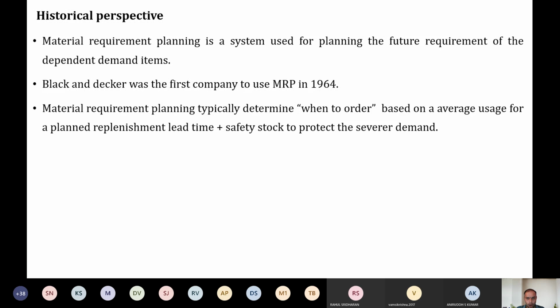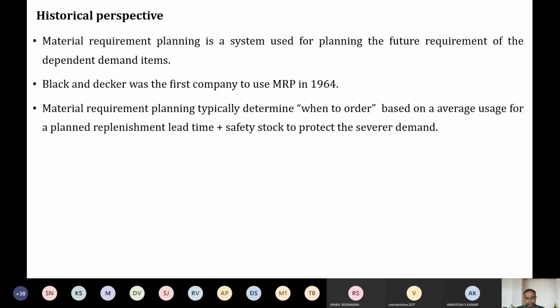So when to order, how much to order, how to order. All these things will be taken care of by this material requirement planning. In future, if you're going to focus on supply chain management, or if you're going to work on inventory problems or scheduling activities, the fundamental thing you should understand is material requirement planning.